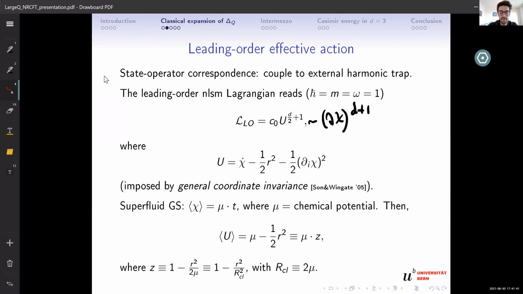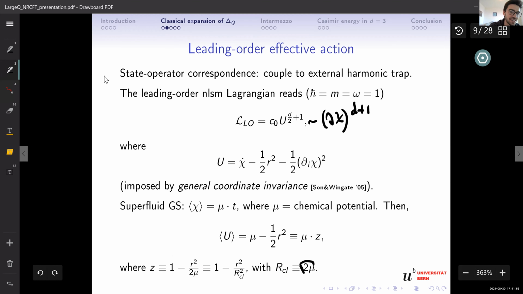And I'll also introduce something that I don't tell the name yet. It's just a radius that goes like the square root of 2 mu, and I'll explain in a second what it is. So you can write down Z as being the ratio of r squared over R squared.